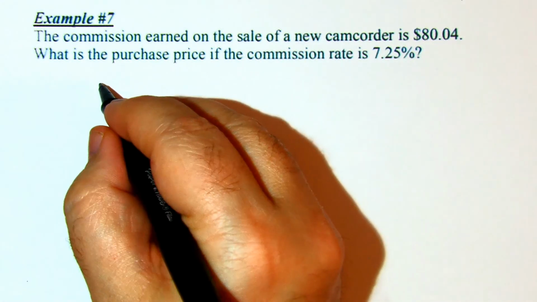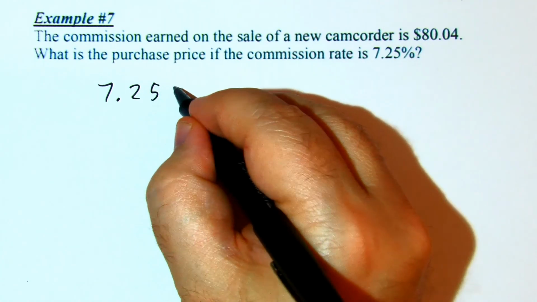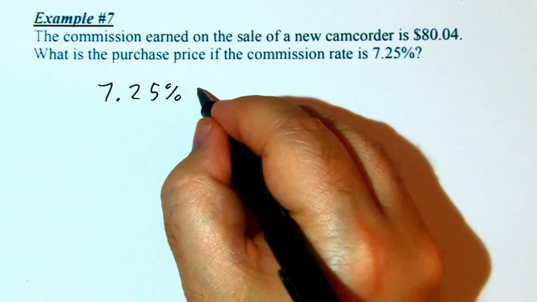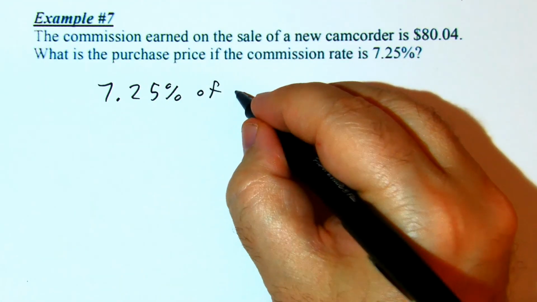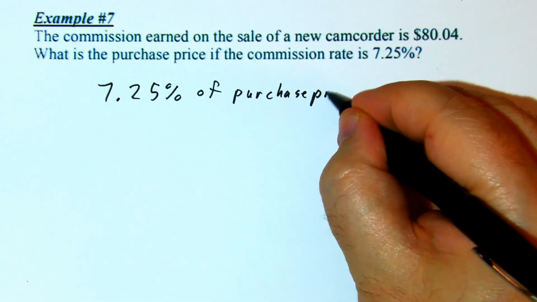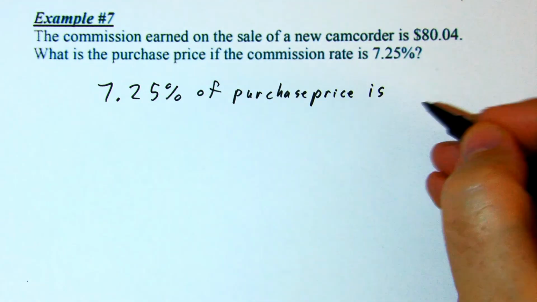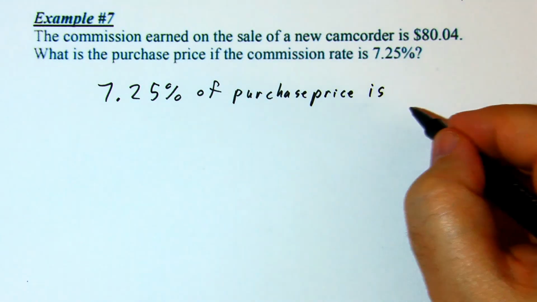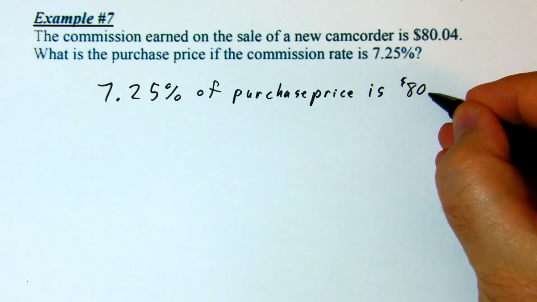So we can reword this sentence as 7.25% of the base, or in this case of the purchase price, is the part, or the commission, or in this case we know that to be $80.04.